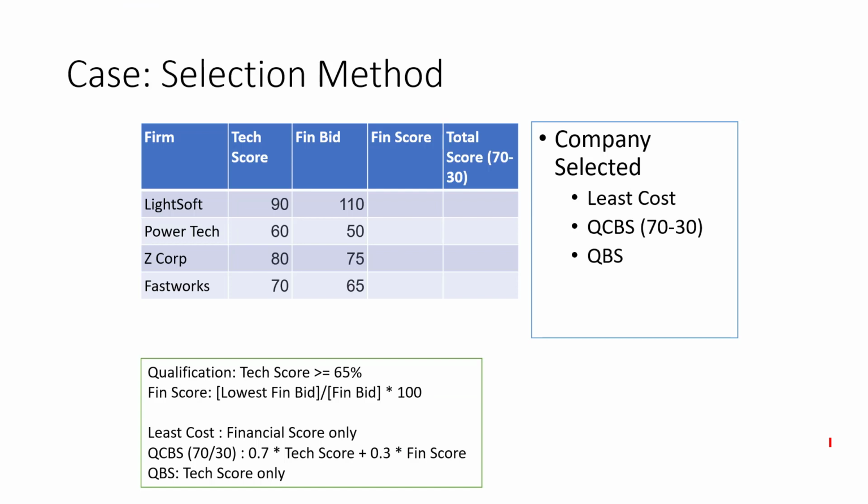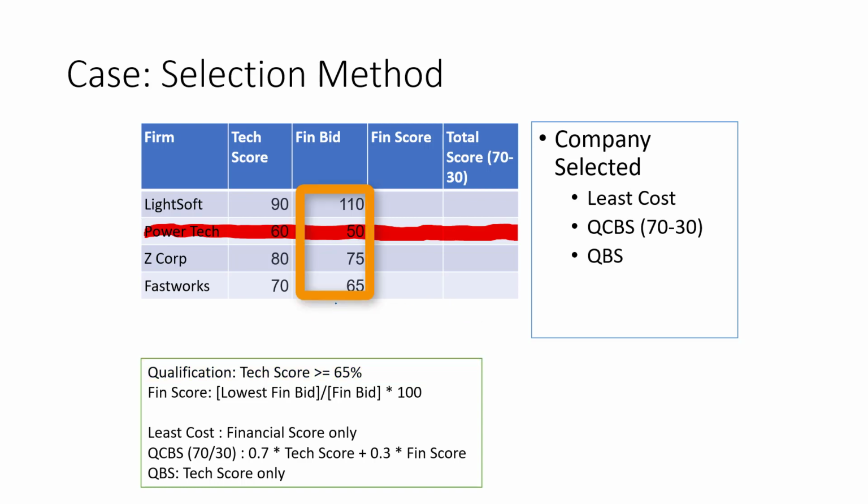Let's look at a practical example using these three methods. We have a table which is showing us 4 companies. So the first thing that we do is we look at Power Tech, which has a score of 60 on technical. That disqualifies it, so we get rid of that. Then we look at the financial bids of the remaining 3, and from these financial bids we pick up the lowest bid, which is 65.